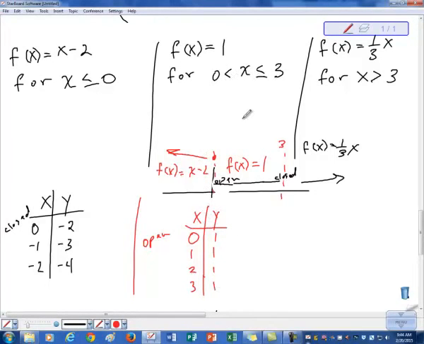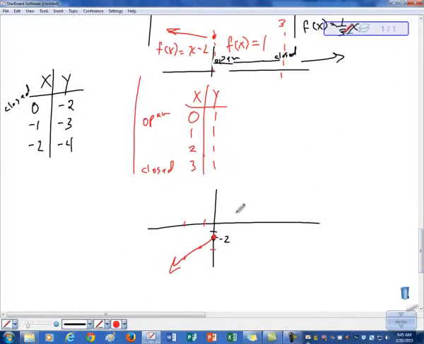And so it's open at 0, but what do you think is going to happen at 3? Is it going to be open or closed? You should have said it's going to be closed because x is less than or equal to. So that's closed. Okay, so we have here x is 0, y is 1, so that's open. X is 1, y is 1. X is 2, y is 1. X is 3, y is 1, and that's closed.